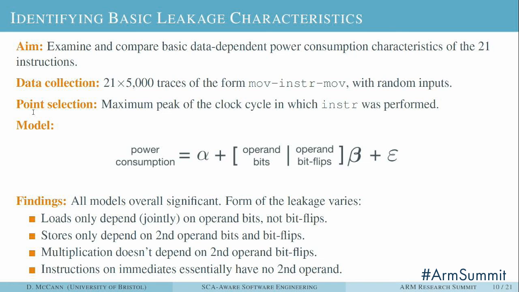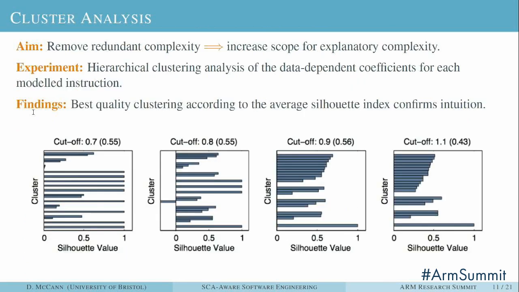We found that all of these were significant, by which I mean they actually contributed to the leakage, so they're included in the model. That's each bit of the operands, the Hamming weight and the Hamming distance. However, there was some variation in the form of the leakage over different instructions.